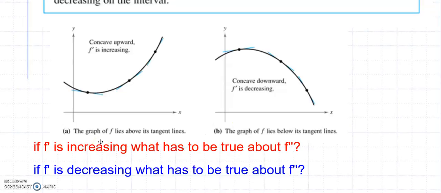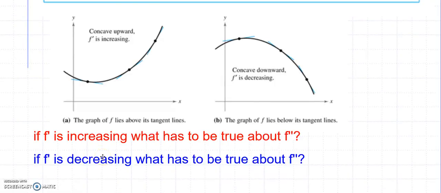So another way to think about this is if the first derivative, f prime, is increasing, what has to be true about the second derivative? And if the first derivative is decreasing, what has to be true about the second derivative? Think about these two questions. Pause the video and see if you can say what's going to be true, or just look ahead and cheat if you want. But try to think about it on your own, because it should make sense. Pause the video, unpause when you're ready to talk about it.